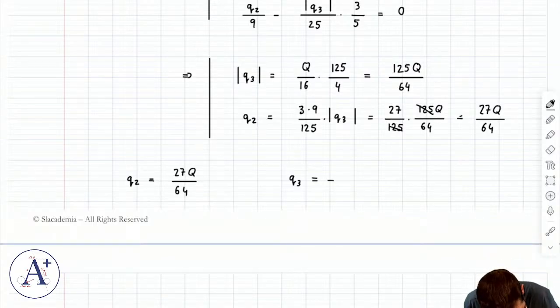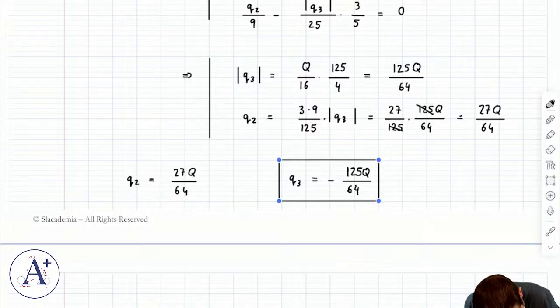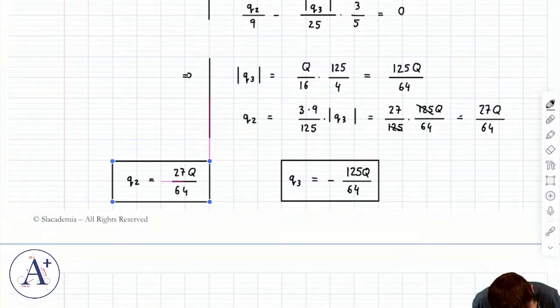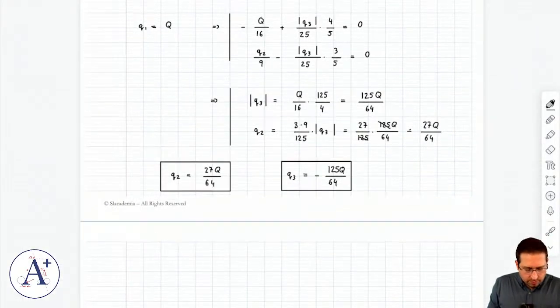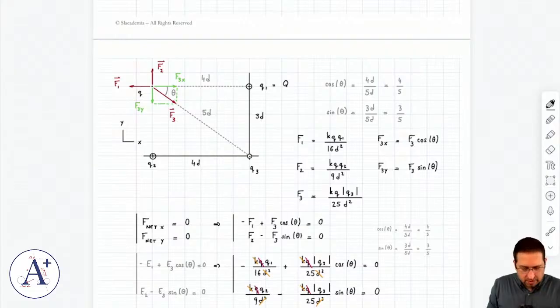Q3 is a negative charge, so yes, in absolute value it is 125Q over 64, but really there's a minus in front. All right, so then this is going to be Q3, and this is going to be Q2. All right, great little problem, not meant to be that complicated at all.